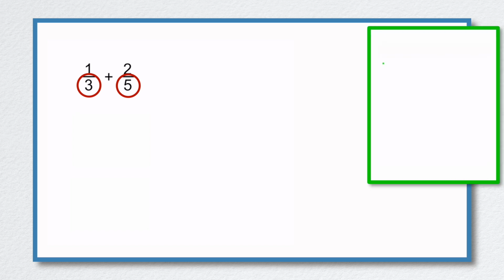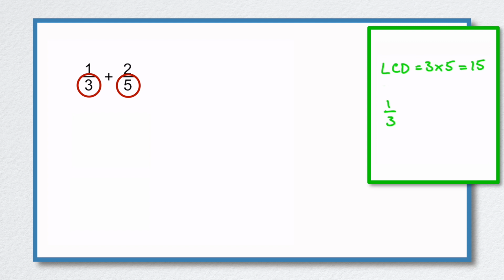Now let's look at this question. 1/3 add 2/5. Are the denominators the same? Well, no. Is one of the denominators a multiple of the other? Again, the answer to that is no. So what's the lowest common denominator? Well, basically, the lowest common denominator is going to be multiplying the two denominators together. 3 multiplied by 5 is 15. 15 is going to be the lowest common denominator.